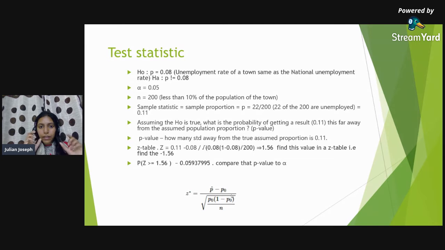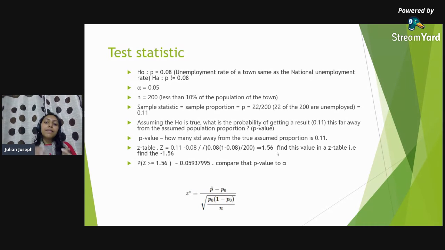The sample proportion minus the national-level unemployment rate, the population proportion, divided by the square root of the product of the population proportion and 1 minus the population proportion. So you can see I've done 1 minus 0.08, divided by 200. Now when you do this calculation, you get 1.56.